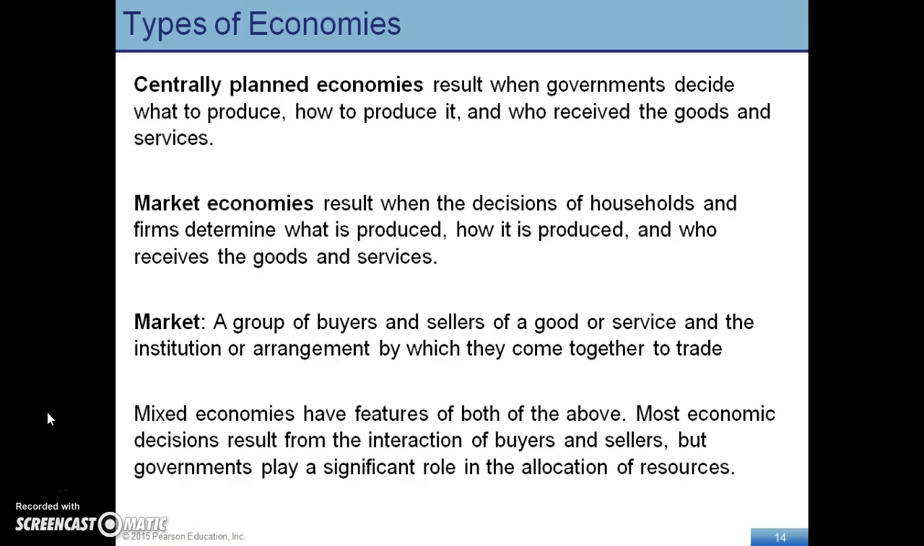Now, the types of economic systems that we're going to focus on start with a centrally planned economy. A centrally planned economy is where the government decides what to produce, how to produce, and who gets the goods and services. A market economy is where buyers and sellers get together with no government intervention. So you have one economy where governments plan decisions and another economy where the government does not get involved and buyers and sellers plan decisions.